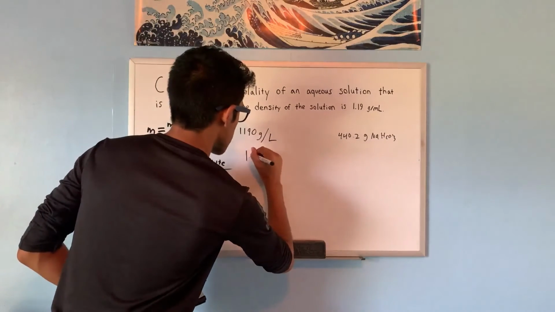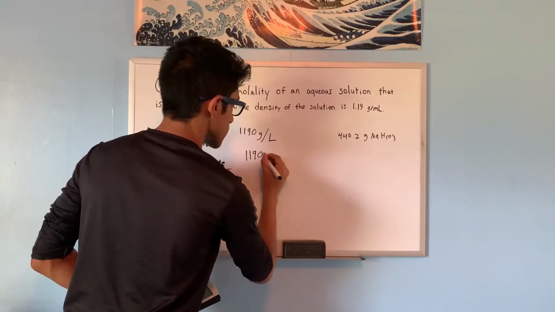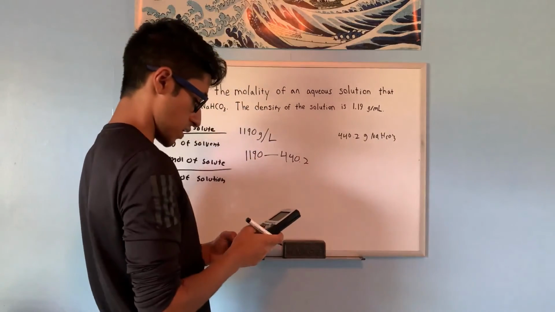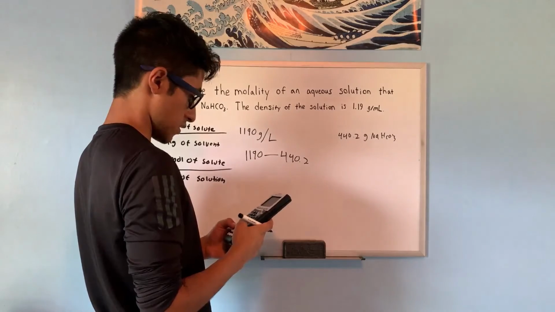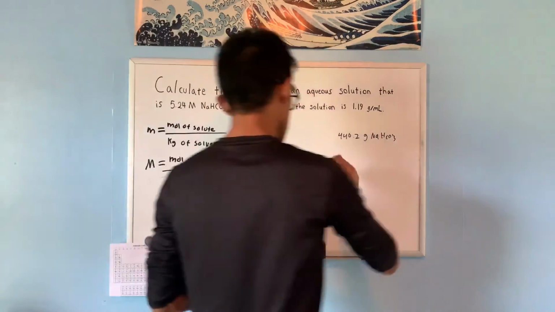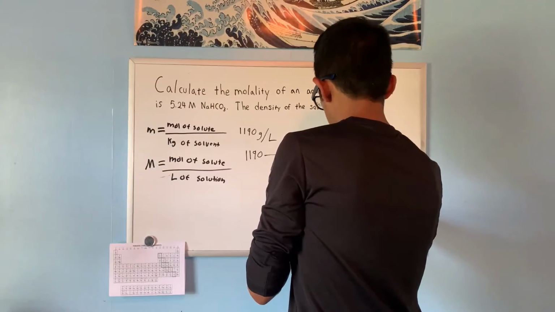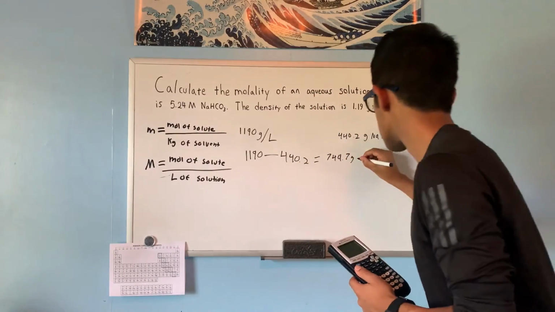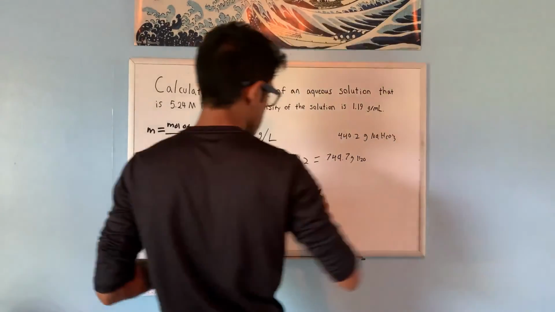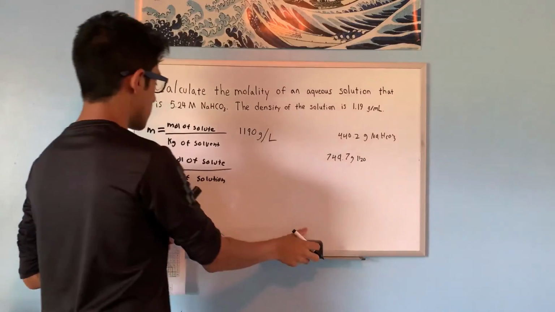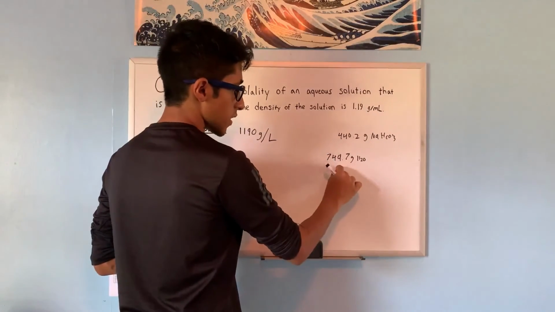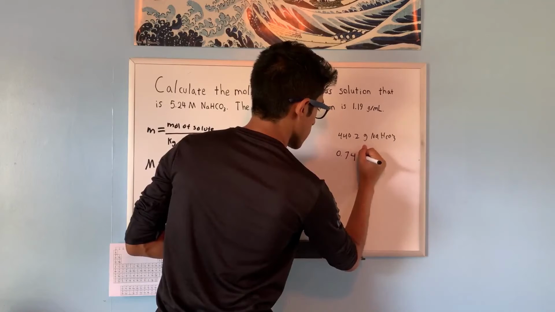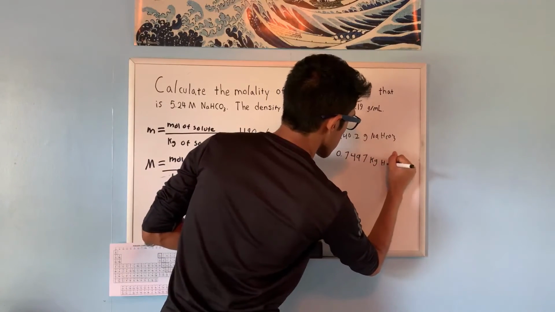So what we can do is subtract the total number of grams, 1,190, minus the grams of solute, which is 440.2, and you should be getting about 749.7 grams of solvent. And this is an aqueous solution, so our solvent is H2O. So this is grams of solvent. Remember that molality uses kilograms of solvent. So we can convert this by just moving our decimal place over 3 times, and we should be getting 0.7497 kilograms of H2O.